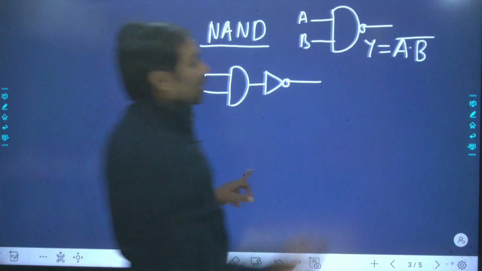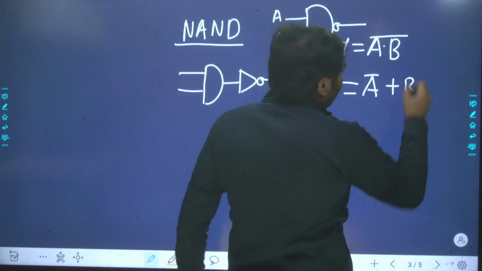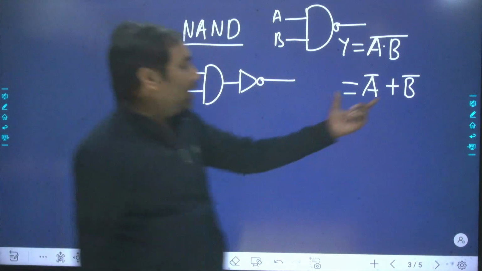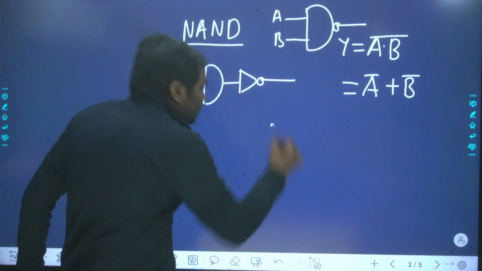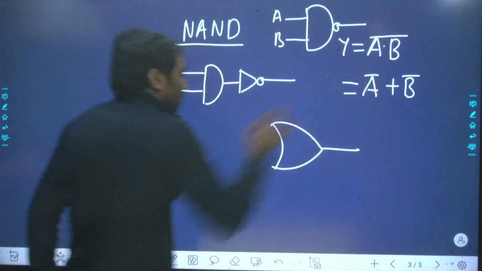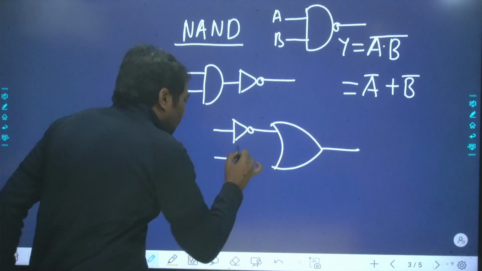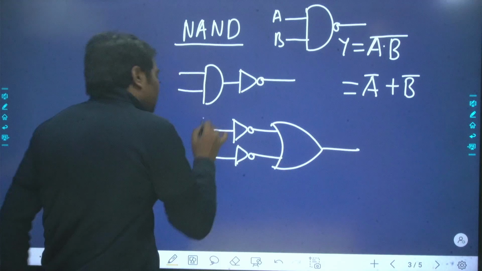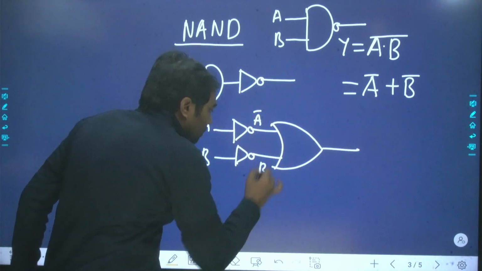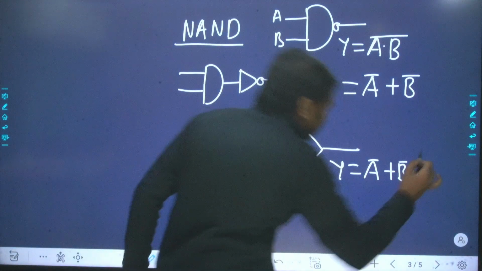If I apply De Morgan's law here, you can write A bar OR B bar. We can also design it using an OR gate. How? Take the OR gate; we have to make A bar, so take one NOT gate on each input. If I apply A, B, we get A bar, B bar, and the output is A bar OR B bar.